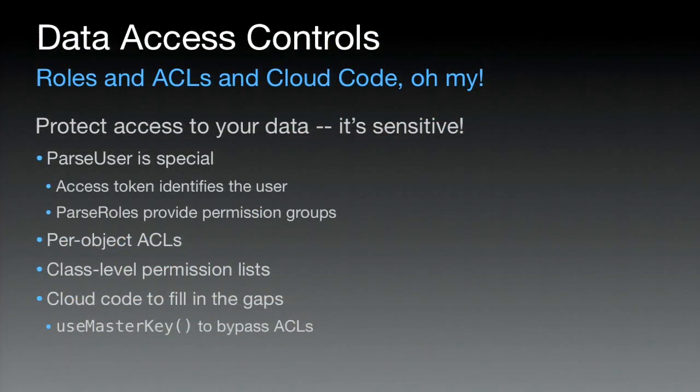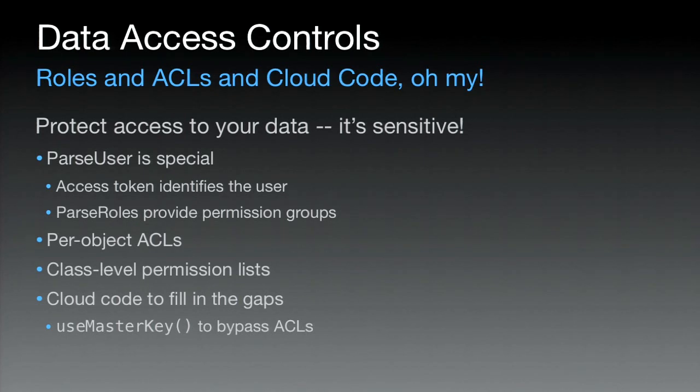And then if there are any gaps in what we provide out of the box, you can use Cloud Code as your gate. So just like we saw that you could return an error in your response from your before save when the data was invalid, you could also check to see whether the current user has whatever privileges you want to define and error out in that case as well.